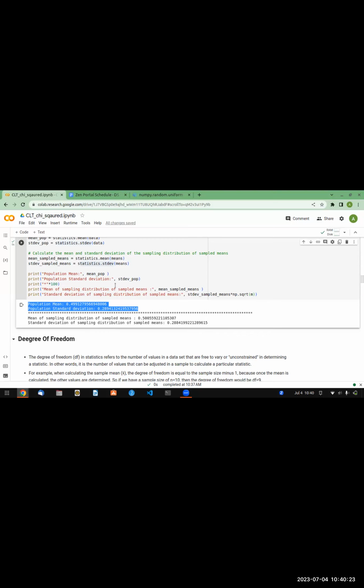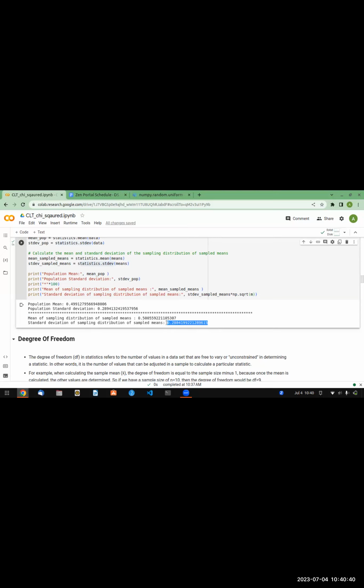Correct. Exactly. You got the right thing here. So you need not calculate the population data like this. Even if you have only the sample, if you follow the central limit theorem, you can say the population mean will be nearly equal to this value, and the population standard deviation is nearly equal to this value.